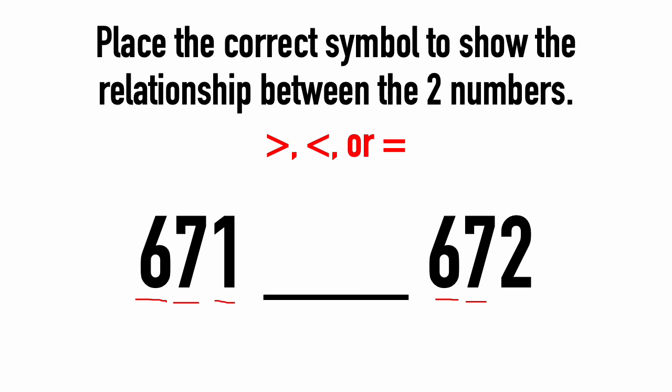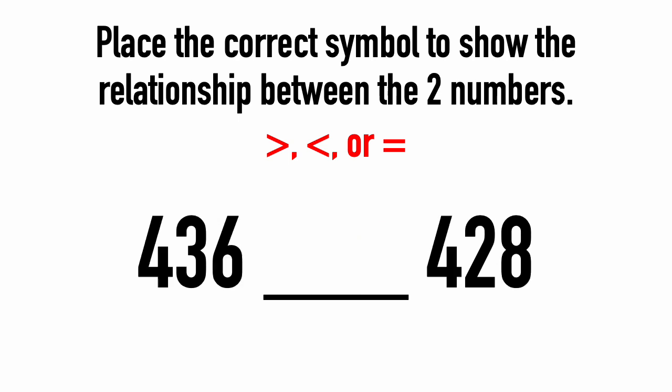In this number, we have a 1 in the ones place, while in this number, we have a 2 in the ones place. Because the number on the right has a 2 in the ones place, it means that that number is higher. So we need to put the alligator mouth opening to 672. So if we read this number sentence, we read it as 671 is less than 672.